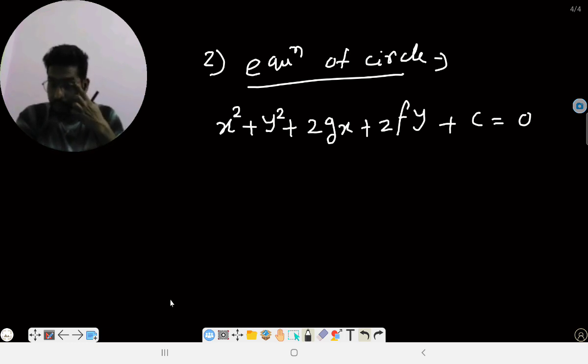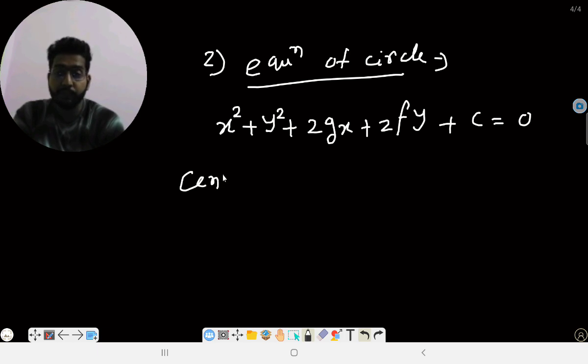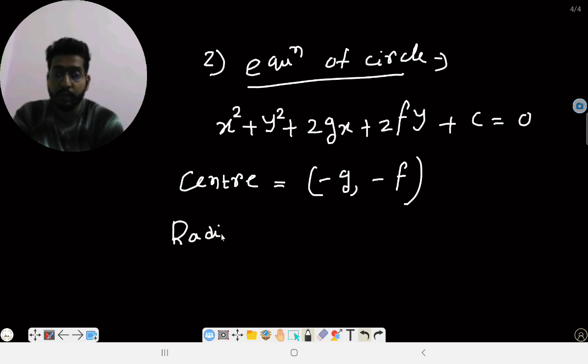Now here in this equation of the circle, what is the center? The center will be minus g, minus f. That will be the center. Now what is the radius here? The radius here will be root over of g square plus f square minus c.